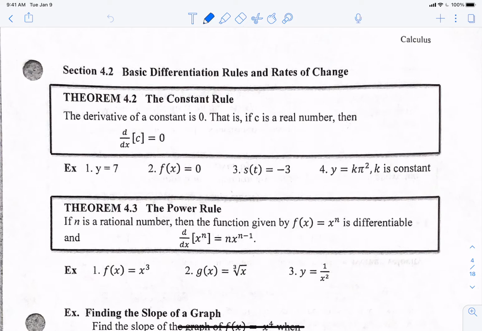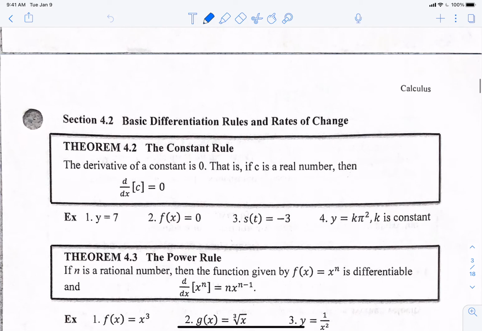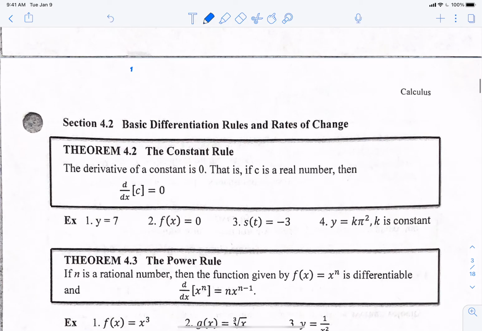All right. This section is going to go by a lot faster now that you guys kind of know the rules already a little bit. So I'm going to go fast. Section 4.2 talks about the first of the 4 rules for finding derivatives. There are 4 of them, main ones anyway. And the first one is called the power rule.